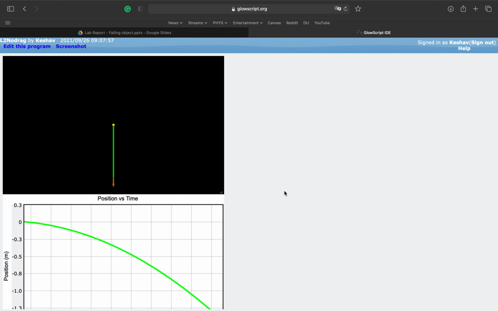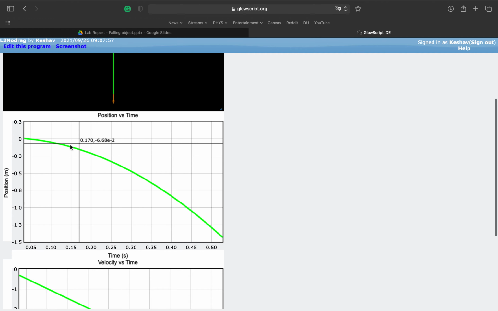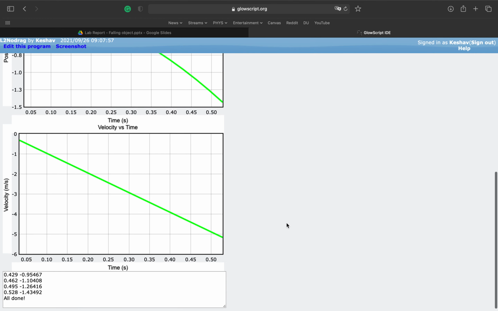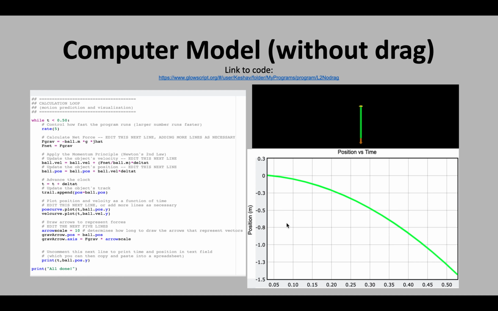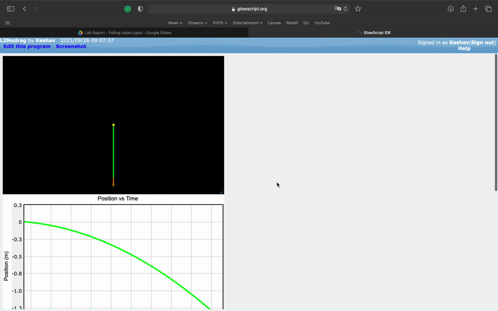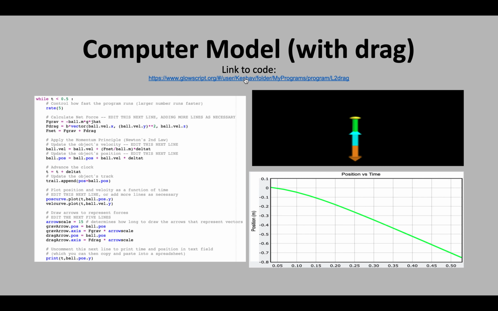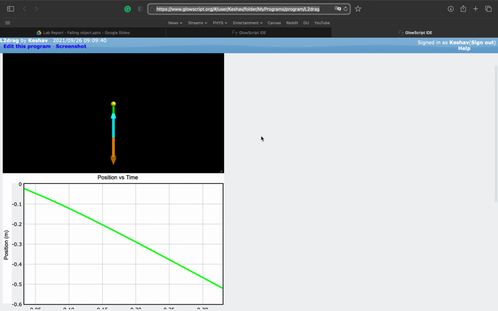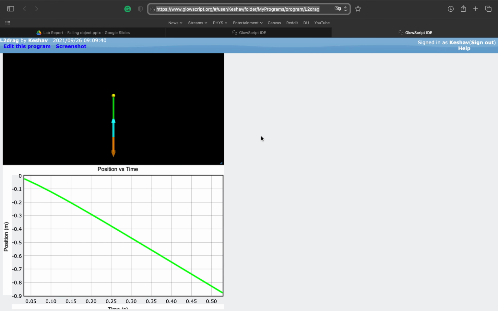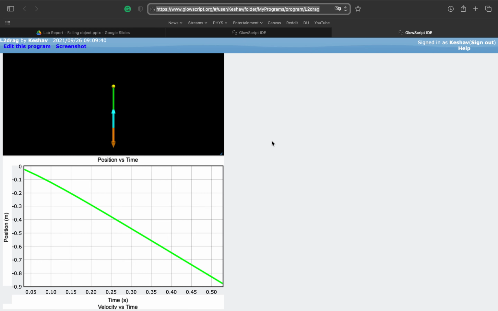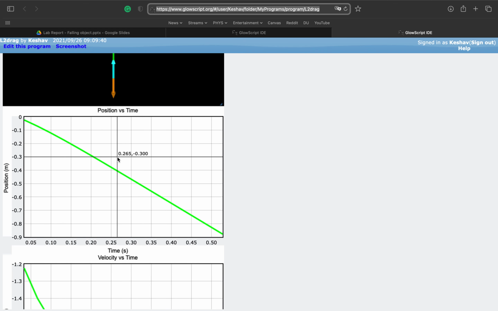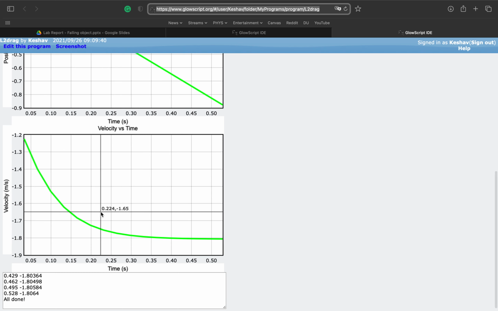This is the motion of the ball. This is a graph of position versus time, while this is a graph of velocity versus time. This model is the first model where there was no drag. This model is the model when the drag is considered. The blue line is the motion of the ball, while the orange line is the direction of the force. This is position versus time graph, while this is velocity versus time graph.